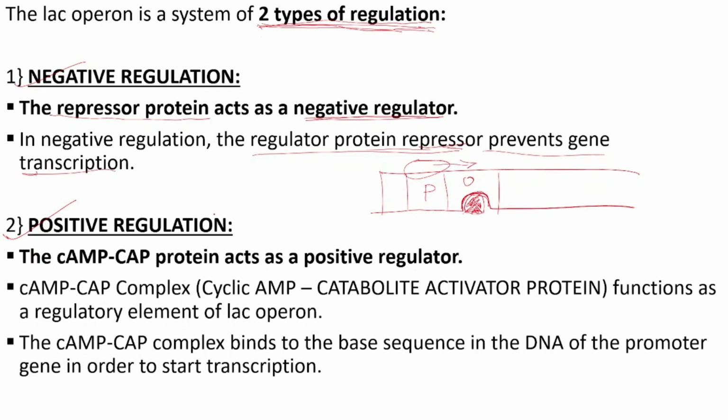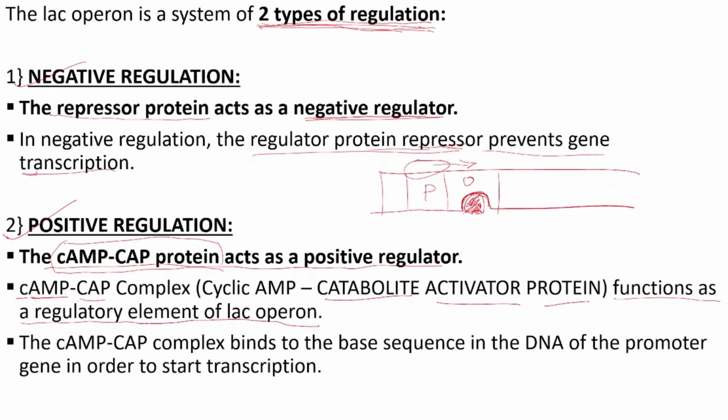Positive regulation. How does positive regulation take place? The cAMP-CAP protein acts as a positive regulator. What is the cAMP-CAP complex? cAMP is cyclic adenosine monophosphate. What is CAP? Catabolite activator protein. So this is the full name: cyclic adenosine monophosphate catabolite activator protein complex. It functions as a regulatory element of the Lac Operon.